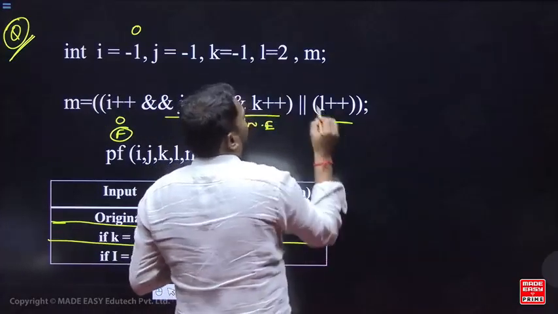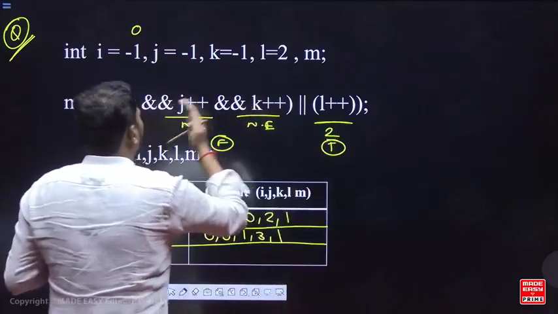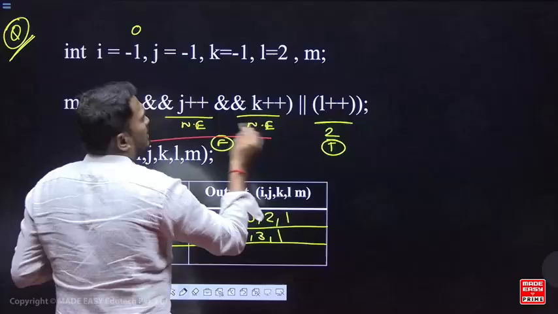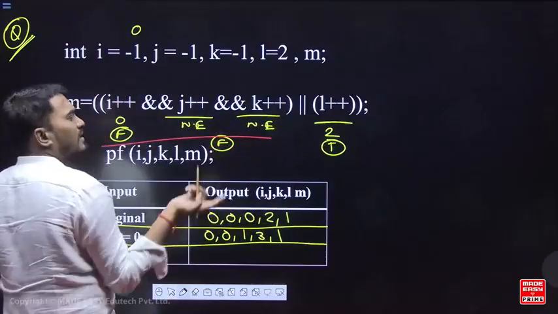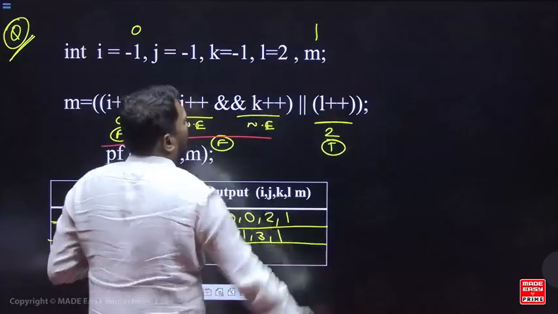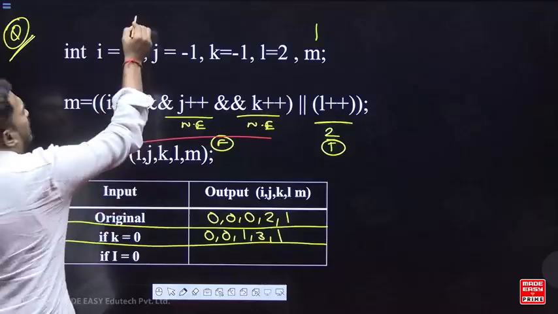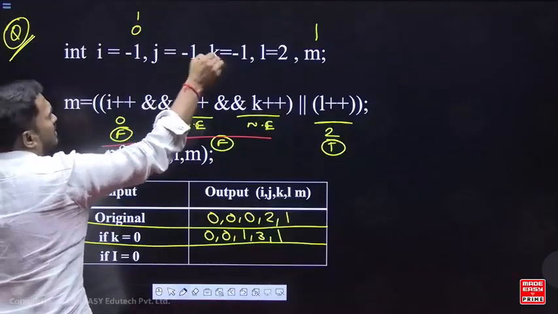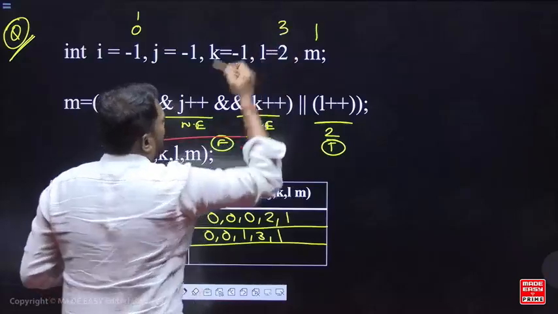So l plus plus, the l value is 2 here. So 2 means what? True here. So this is true, this is false. The entire expression is what? This is true, this is false. The entire expression is true. Okay, you have an OR operation. The entire expression is true, so what will m be? 1. Now tell me what values have changed here. The i value changes, it becomes 1. No change in j and no change in k. And the l value changes, that is 3.